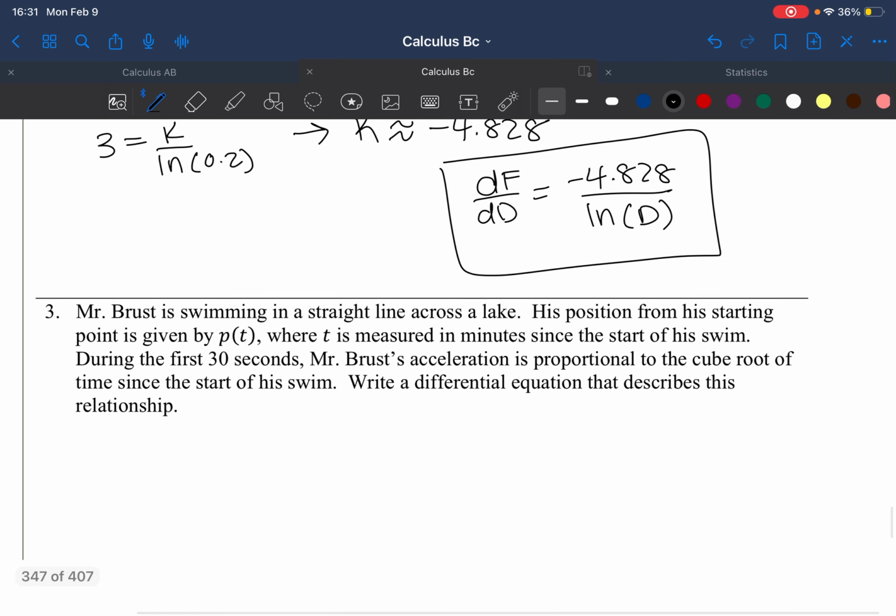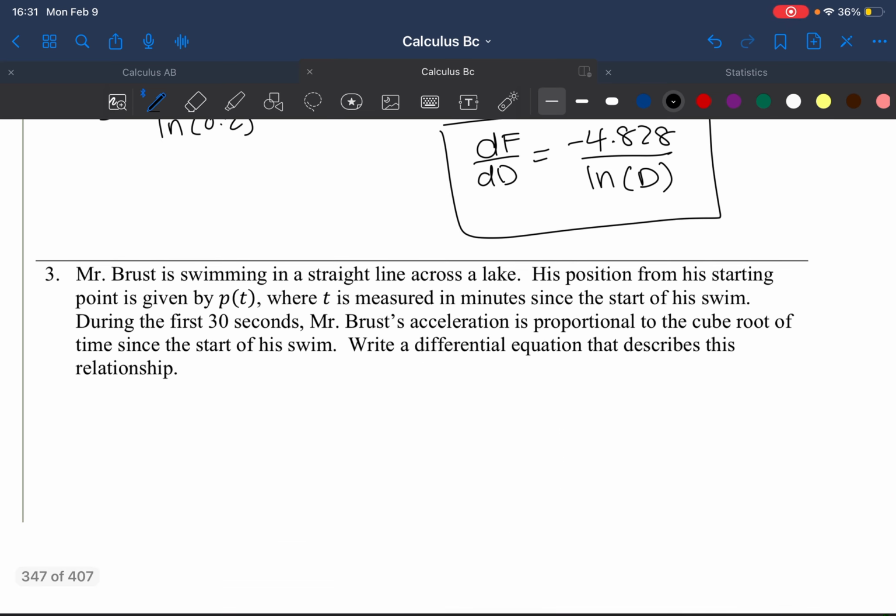Okay, last one, number 3, says Mr. Burt is swimming in a straight line across a lake. His position from his starting point is given by P of t, where t is measured in the minutes since the start of his swim. During the first 30 seconds, Mr. Burt's acceleration is proportional to the cube root of time since the start of his swim. Write a differential equation that describes this relationship.